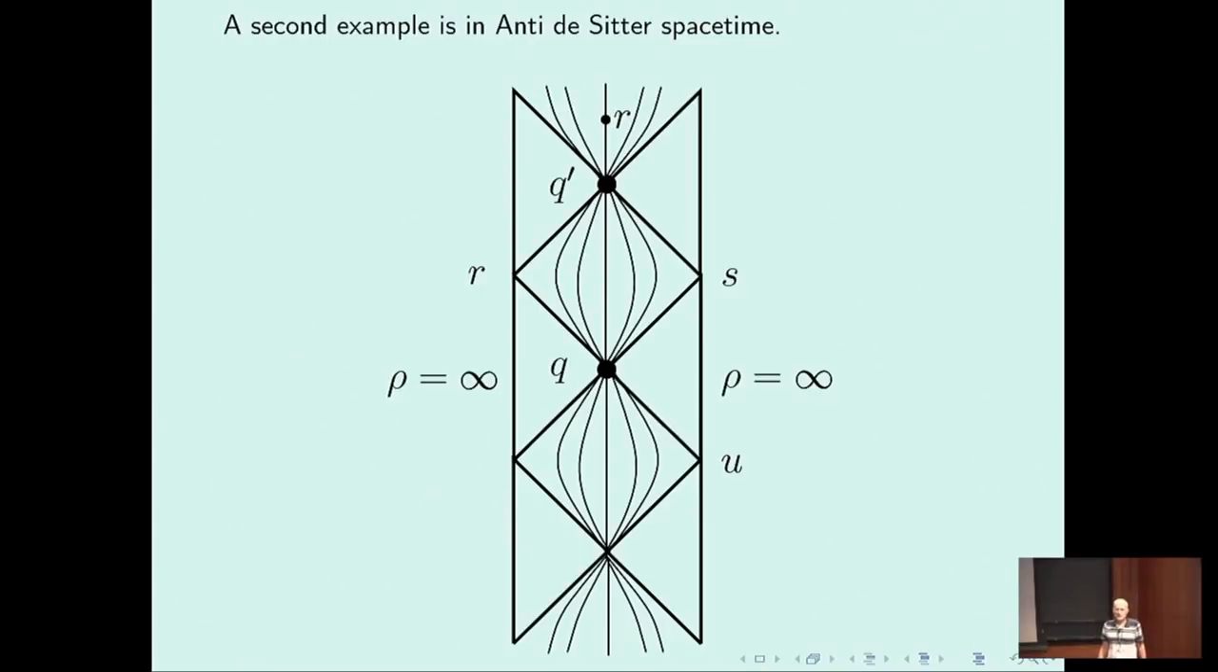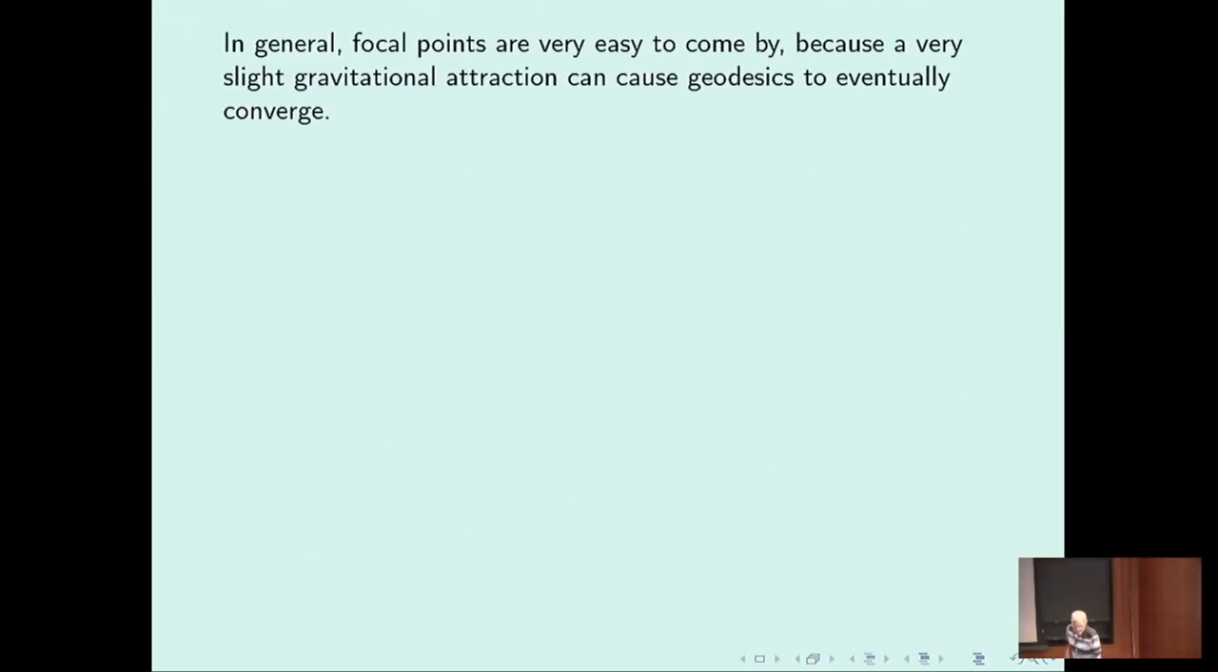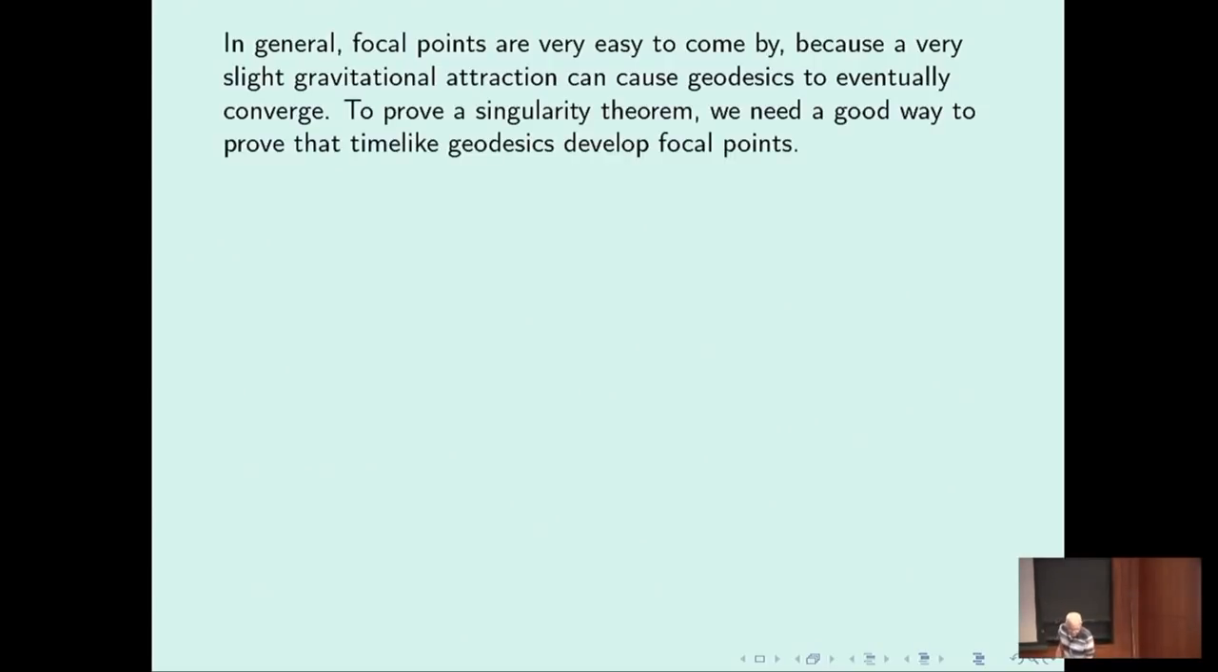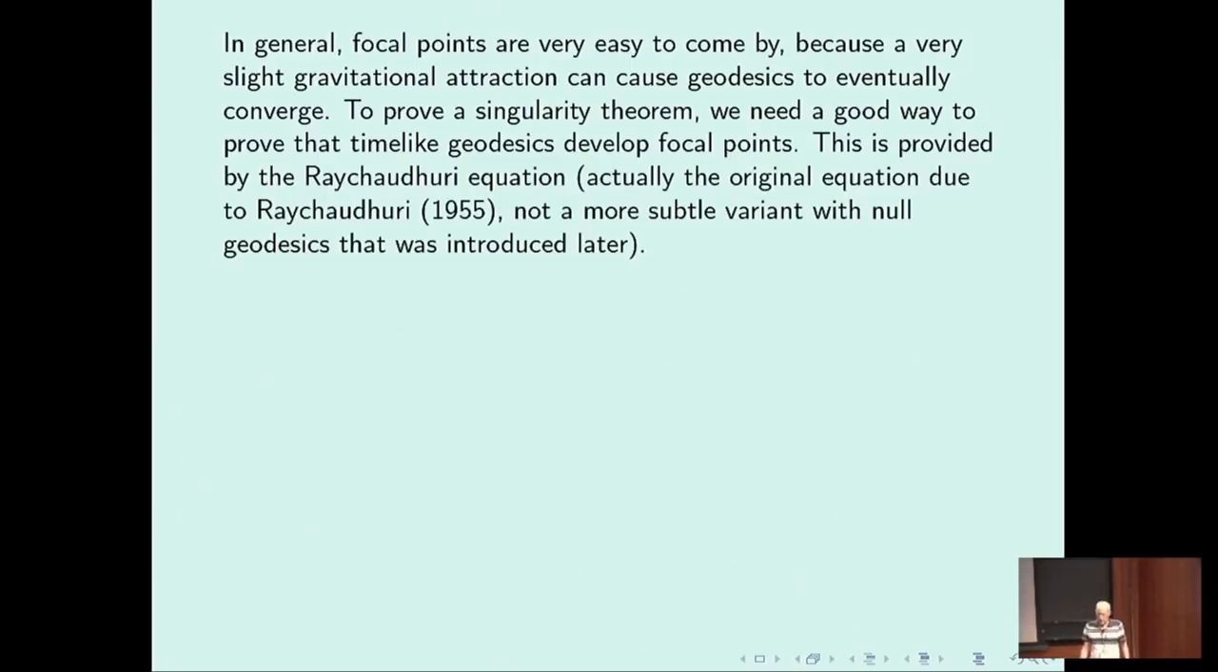Now, in general, focal points are easy to come by because a very slight gravitational attraction can cause geodesics to eventually converge. To prove a singularity theorem, we need a good way to prove that time-like geodesics develop focal points. That's provided by the Raychaudhuri equation. It's actually provided by Raychaudhuri's original equation, not the more subtle variant due to Sachs that was introduced later and is nowadays what's most frequently called the Raychaudhuri equation.